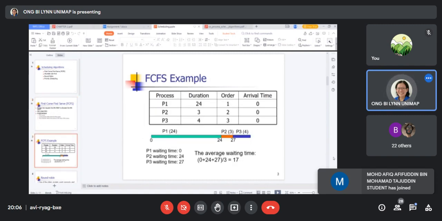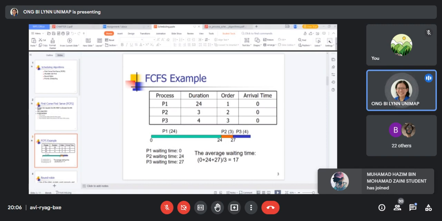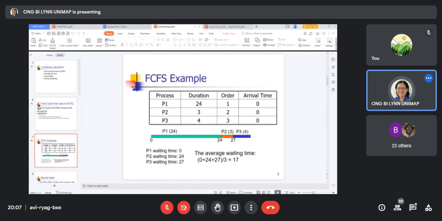So this is the simpler one with no arrival time. Later we are going to look into the one with arrival time. Okay, so you have three processes, P1, P2, and P3, with durations of P1 equals 24, P2 equals 3, P3 equals 4. All right. So they come in the order of P1 first, followed by P2, and followed by P3. So in this case, we are not going to consider any inter-arrival time. Arrival time over here, we are not considering. Later, you are going to see an example of arrival time.